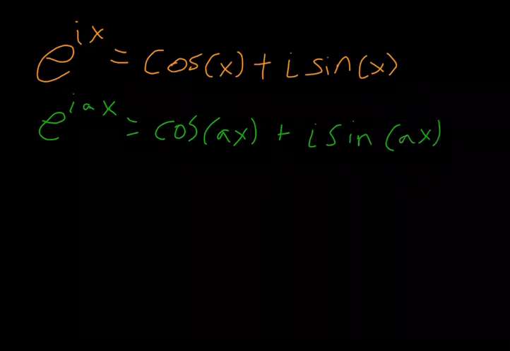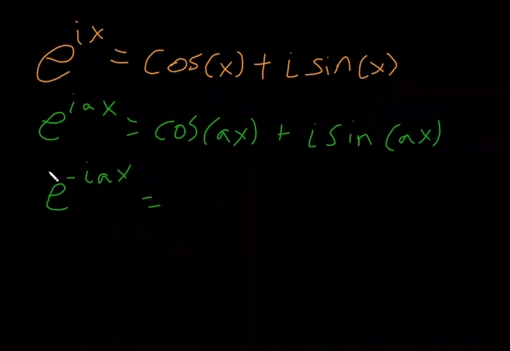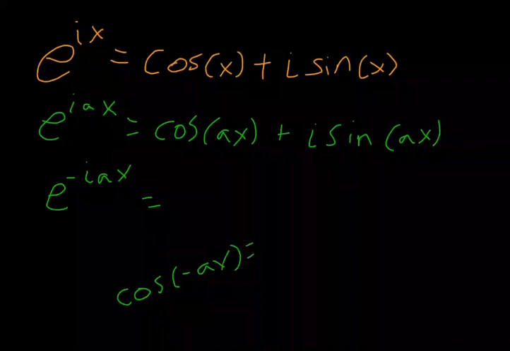Now there are just a few more things that I want to do. First of all, let's look at what e to the minus iax is. We could let a be negative, but I want to look at this and see if we can find any parallels. So e to the minus iax is going to be cosine of negative ax. But cosine is an even function, so cosine of negative ax is cosine of ax.